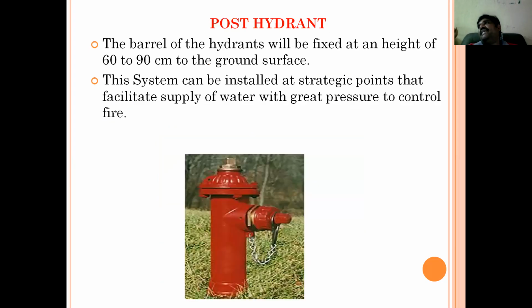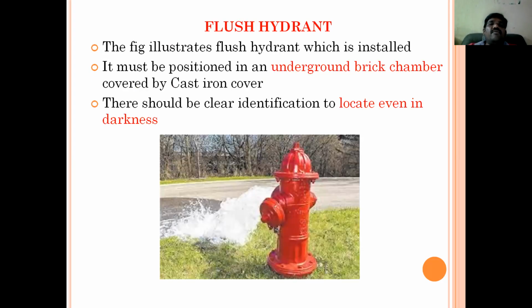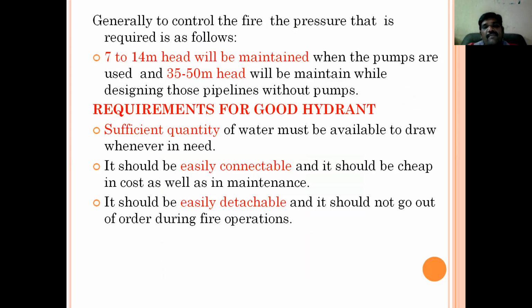Next one is the post hydrant. The barrel of the hydrant will be fixed at a height of 60 to 90 centimeters above the ground surface. These are used at strategic points to facilitate supply of water with great pressure to control fire. For post hydrants and flush hydrants, the requirements of being easily connectable, easily detachable, and having sufficient quantity have to be maintained, available to draw whenever in need.